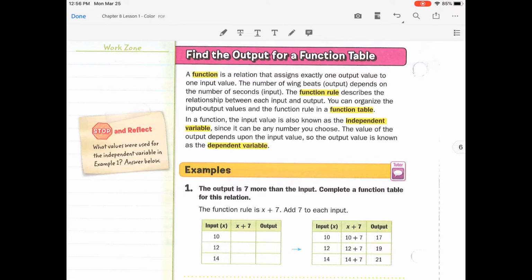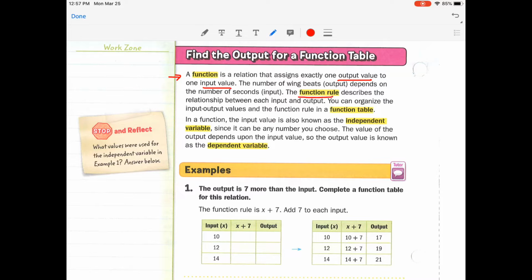And there's a whole bunch of vocabulary up here, and we're going to talk about those really briefly. All right, a function. Here's what it really means. A function is a relation that assigns exactly one output value to one input. We are going to be seeing things that you're going to want to know, which is the output value and the input value. So for example, the number of wing beats was the output, and it depends on the number of seconds, which was the input.